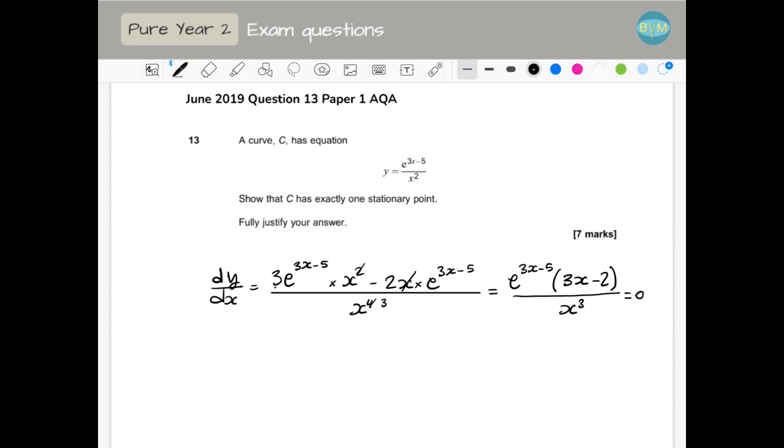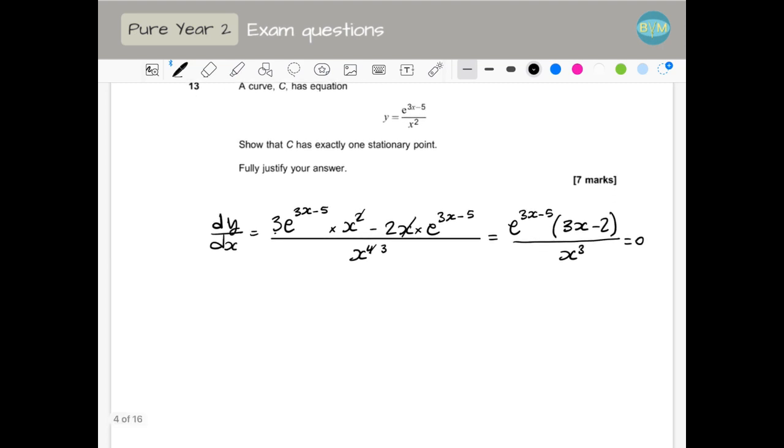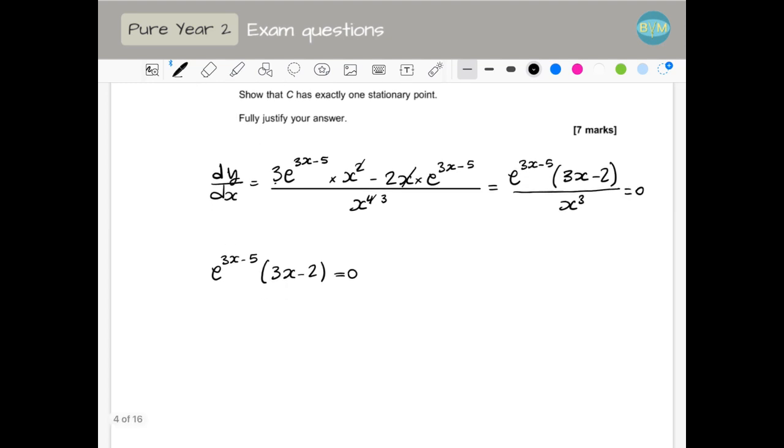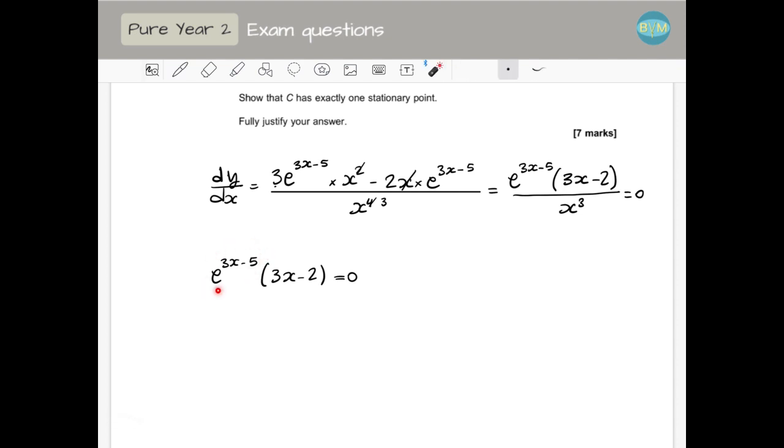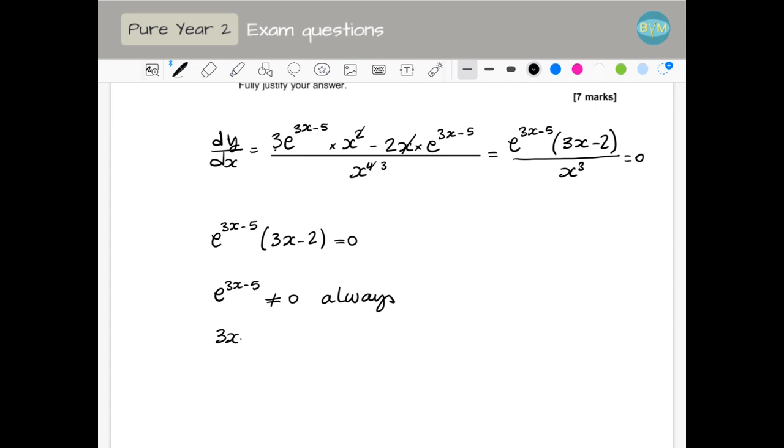This derivative must be 0 for the stationary points, which means that the numerator must be 0. And I think you are going to see very quickly why we have only one answer. This factor cannot be 0. So e to the power of something is never 0. Remember, we have an asymptote when we represent e to the power of something x. So e to the power of 3x minus 5 is always different from 0. So my only solution is 3x minus 2 equals 0, which means x is 2/3, the only solution.